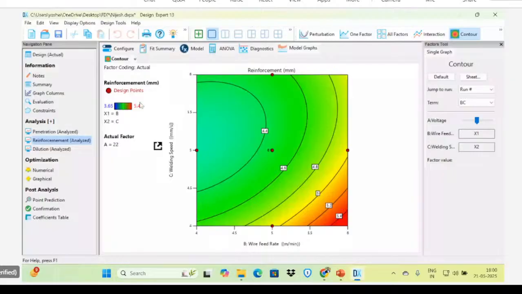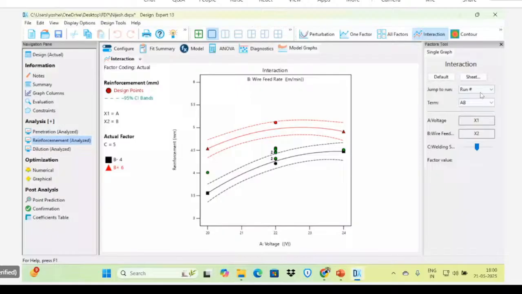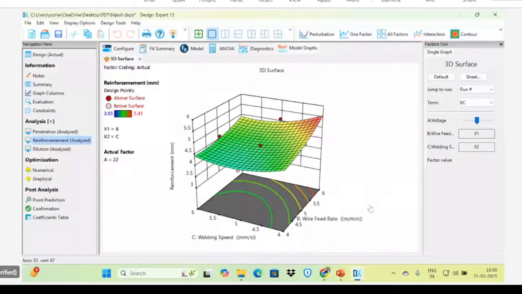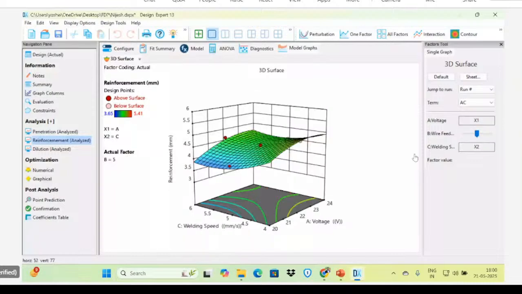And then the same interaction curves are there, so that you can analyze how your influencing parameters are influencing the output parameters. And then the surface model graphs are there. This is the 3D surface plot of AB, then AC, then BC. So these are the factors.